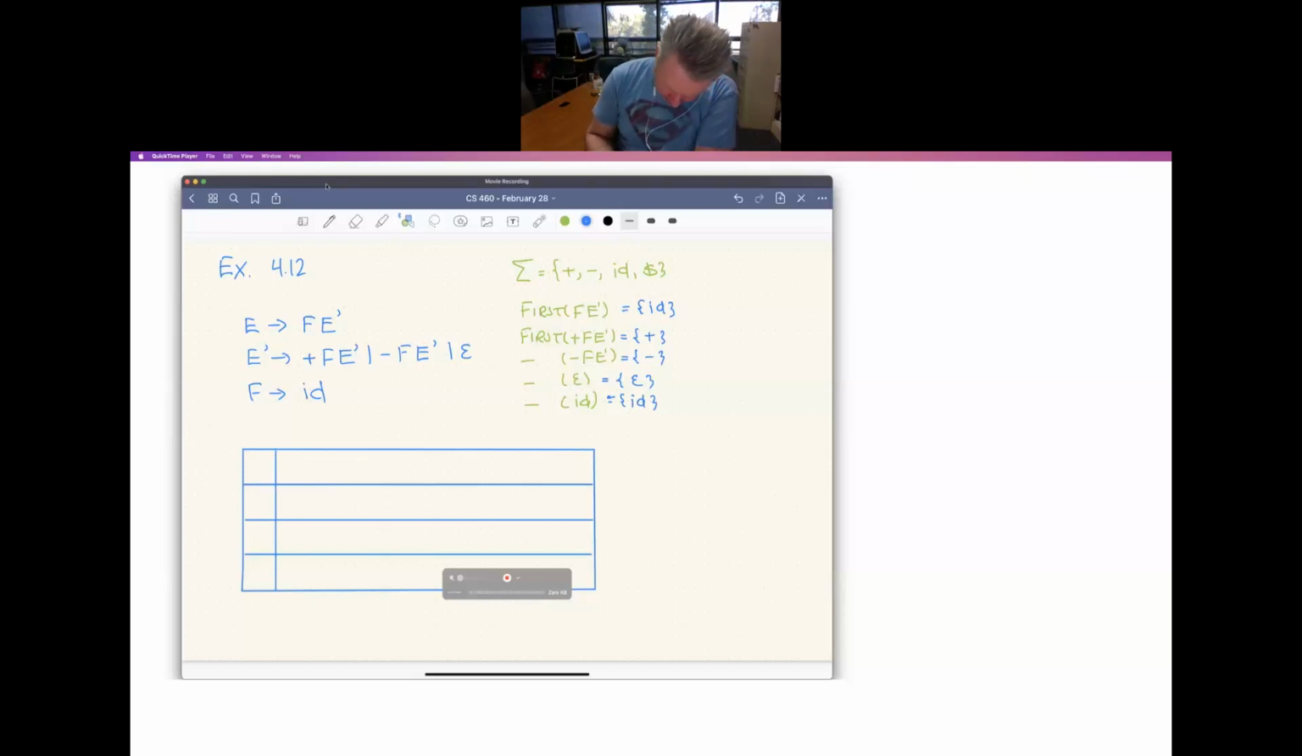So we need the non-terminals. We have E, E prime, and F. And then how many columns do we have? Well, we have as many as we have there. So we need 4 nice looking columns. And we have plus, we have minus, we have ID, and we have dollar.